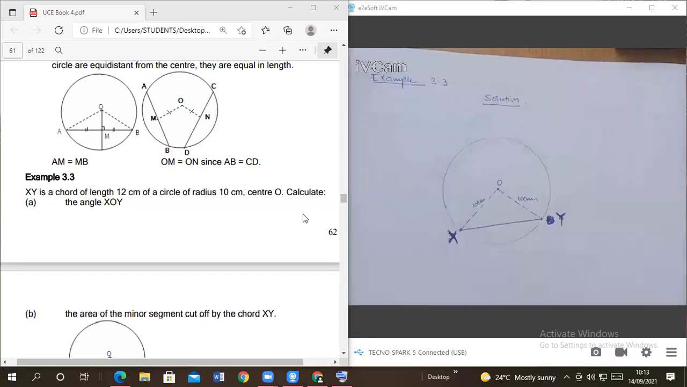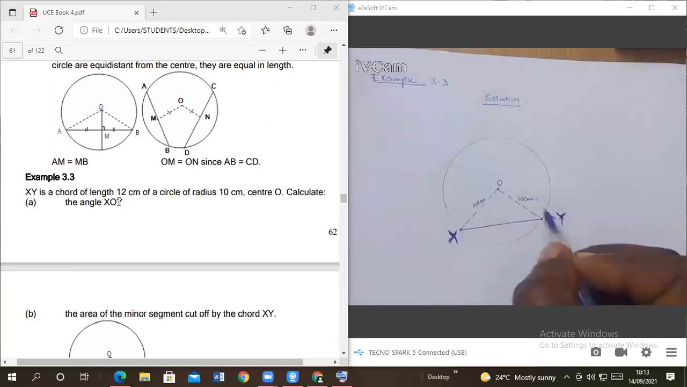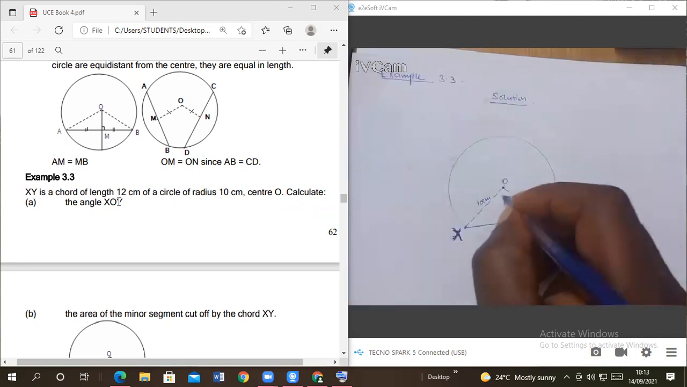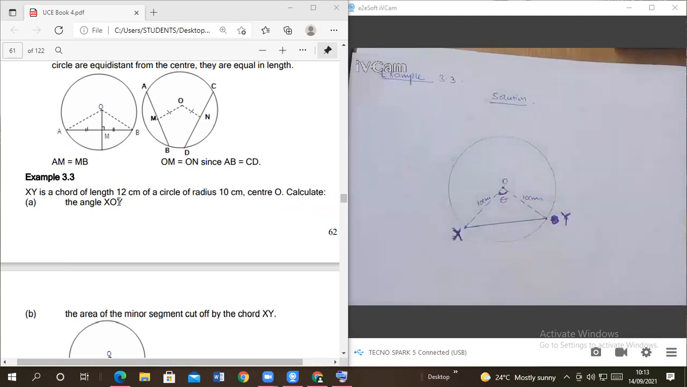What are they asking for? Before they ask something, let us see. They're saying calculate the angle XOY. Members, are you there? They're asking you to find which angle? The angle XOY, that angle theta. And how would we get the angle theta? Anyone who has a suggestion how we get to the angle theta, before we look at the notes?